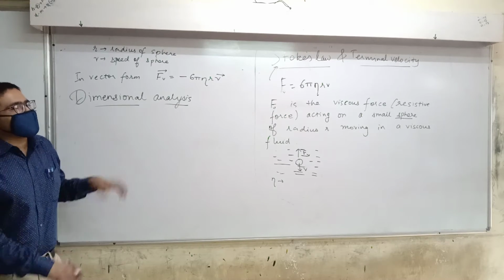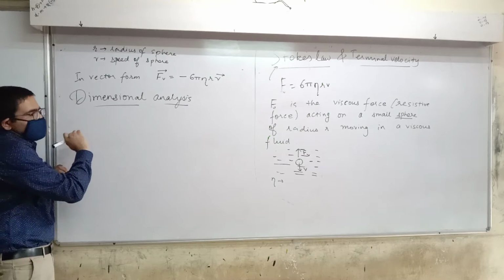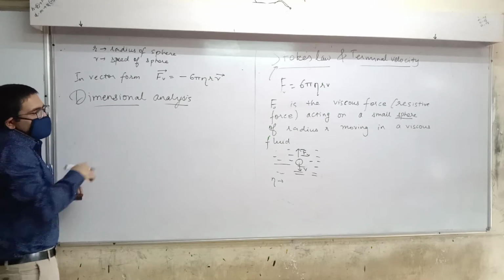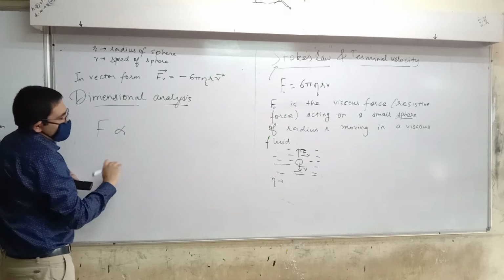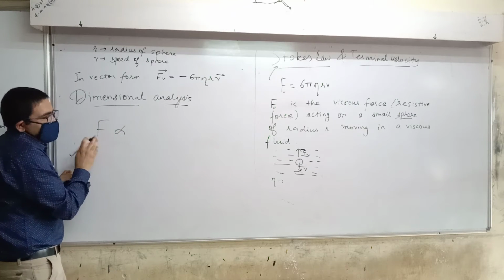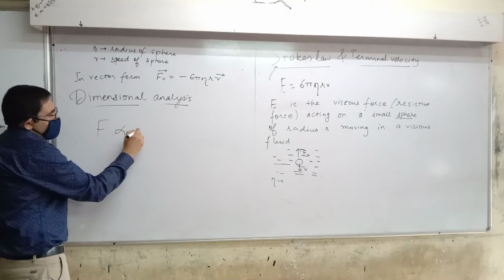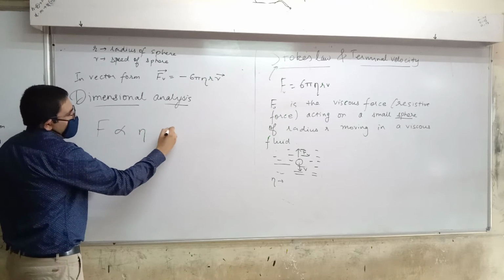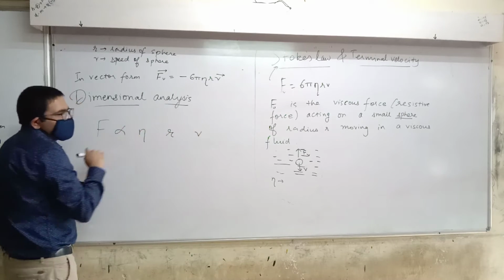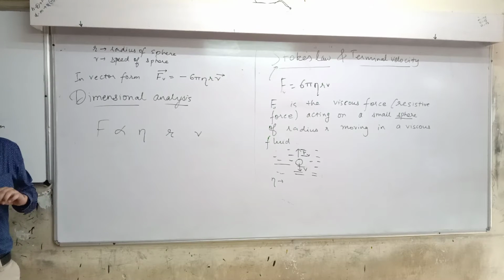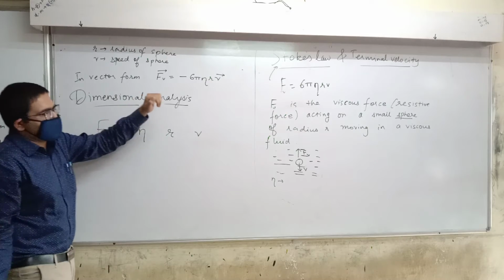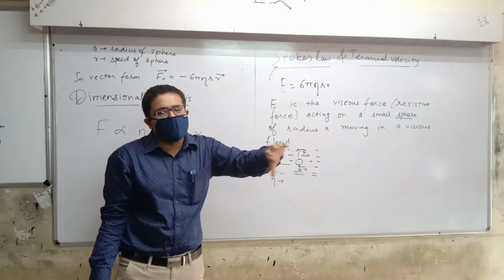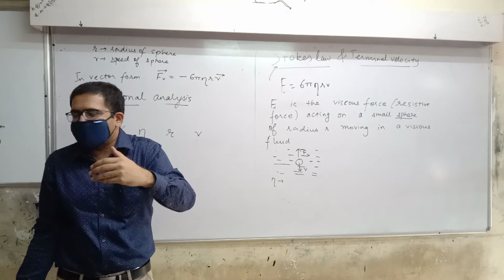Okay, so let's try to do it like this. The method of dimensional analysis is as follows. I am not going into full detail, we have done this earlier. We can think that this F should depend on eta, should depend on r, and should depend on v. Right? It is reasonable to think that, because generally what happens is the faster something moves, the more the fluid opposes.